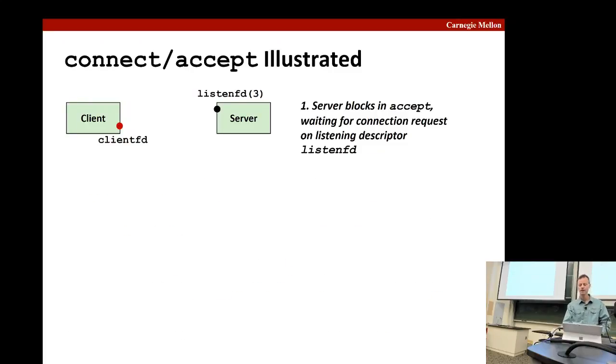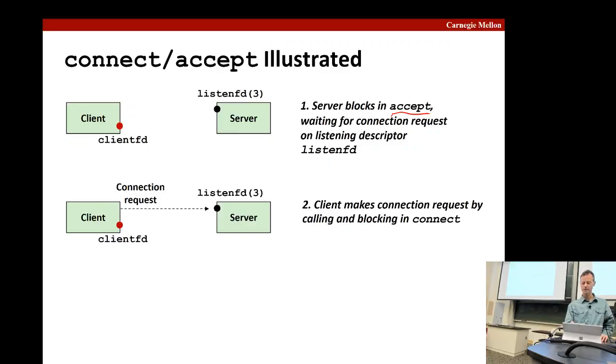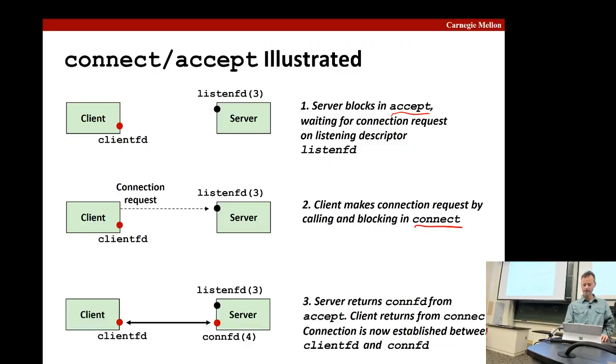So here's an illustration. The server calls accept and then blocks, waiting for some client to show up. The client calls connect, and that makes this request. And when it's successful, the server returns another file descriptor that's specific to this client and this connection. And now the connection is established. So you can read and write on these two file descriptors, and you will get the information packets from one side to the other. Any questions on that?